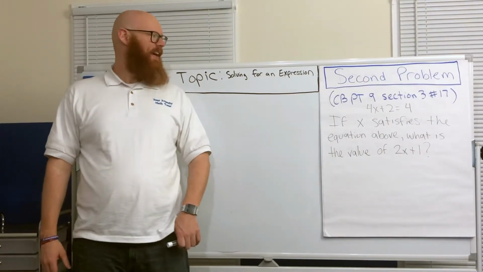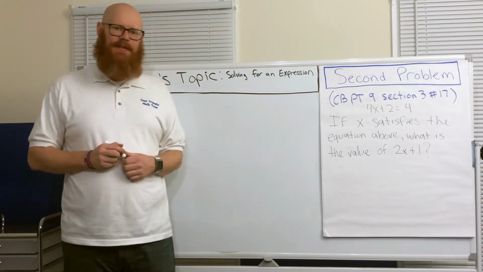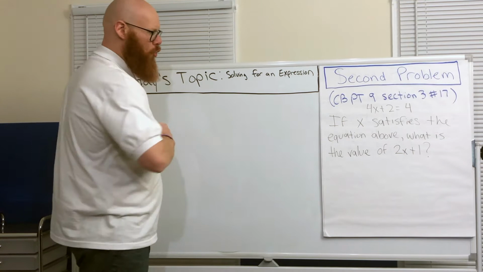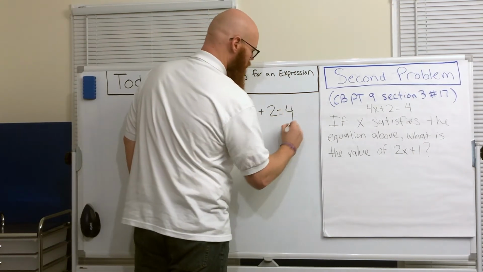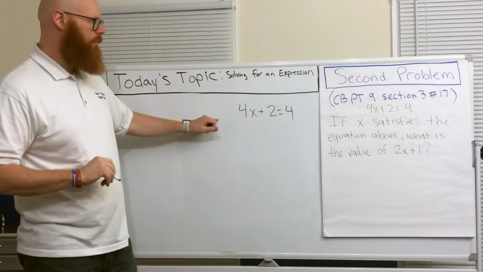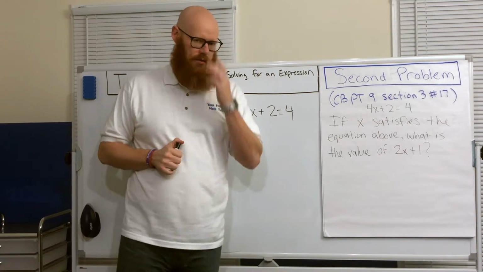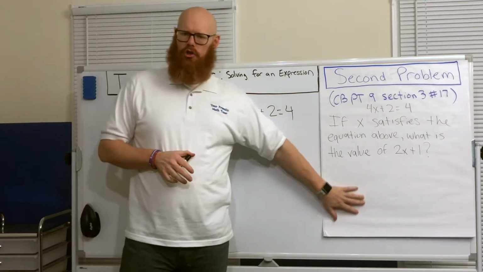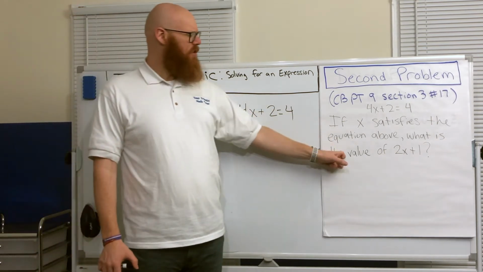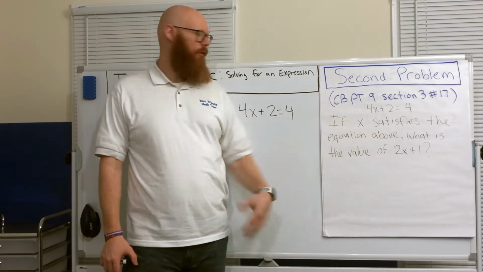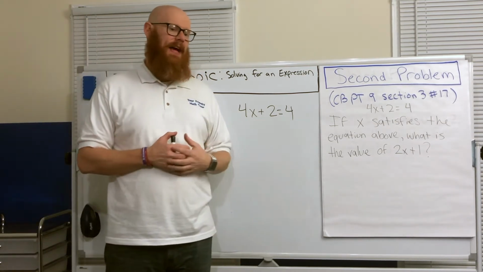All right, now to our second problem. College Board Practice Test 9, Section 3, number 17. 4x plus 2 equals 4. So I have an equation. If x satisfies the equation above, what is the value of 2x plus 1? Notice no answer choices, so this is a grid-in question. They asked for the value of an expression, so right away I know I'm solving for an expression. There is no reason to actually find x.